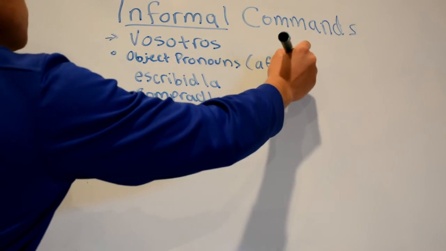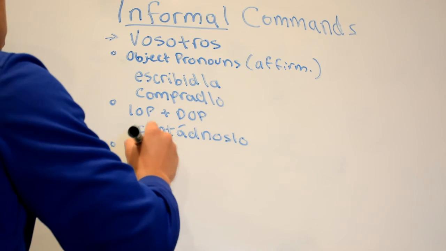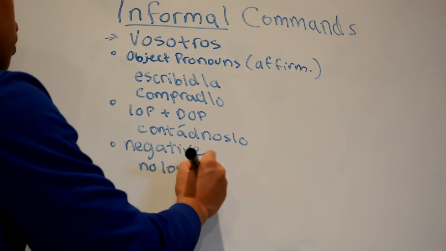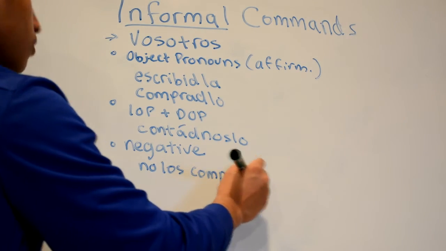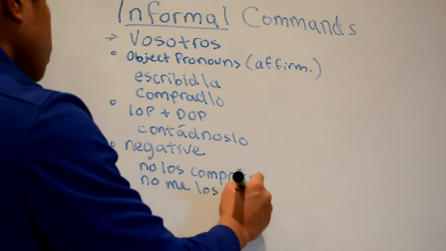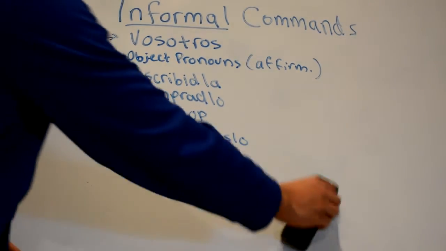With negative commands, object pronouns go in front of the verb. No los compréis, don't buy them. Remember, put indirect object pronouns first when a direct object pronoun is also added. For example, no me los compréis, don't buy them for me.